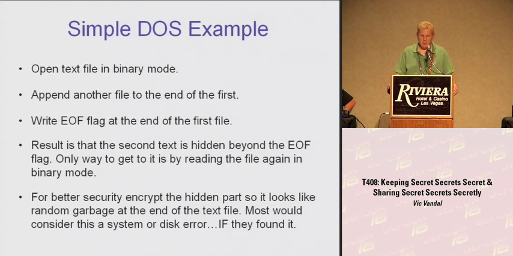DOS example: you would open up a text file in binary mode instead of text mode, append another file to the end of the first file, and write an end-of-file flag at the end of the first file, so that anything in the second part of that file is not going to be displayed to the screen if someone does a type command, because it hits the end-of-file flag, since the type command reads in text mode by default. So the only way to get to that extra data hidden in that file is to switch to binary mode and open the file.